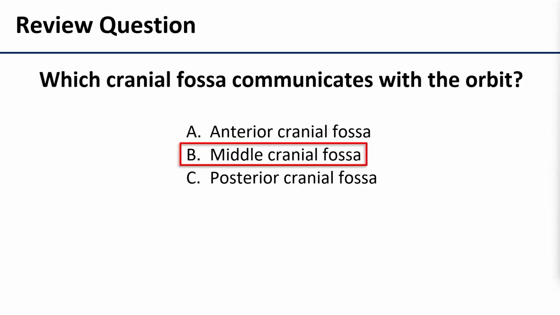And the correct answer here is the middle cranial fossa. So remember, the anterior cranial fossa had a small communication down into the nasal cavity. The middle cranial fossa communicates with the orbit, the pterygopalatine fossa and the infratemporal fossa. And the posterior cranial fossa communicates with the ear and with the neck.